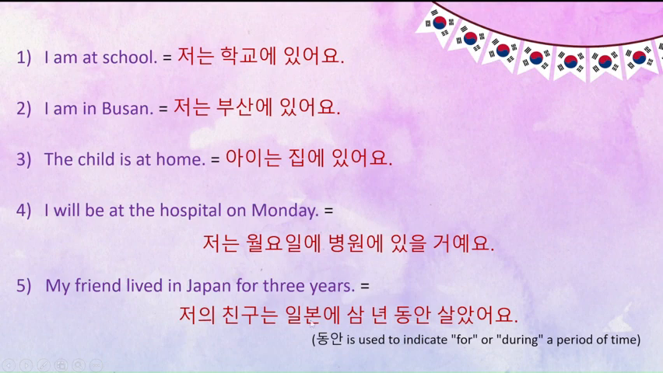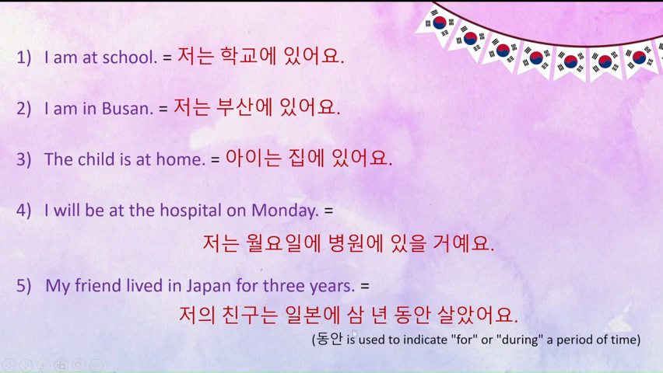저희 친구는 일본에 3년 동안 살았어요. Okay, now first of all, to denote the location Japan, we have attached the particle 에 with it. 일본에. Okay, this much is clear. Now whenever you have to indicate a period of time, for or during a period of time, then you use this word 동안. Okay, now here you have to say for 3 years.